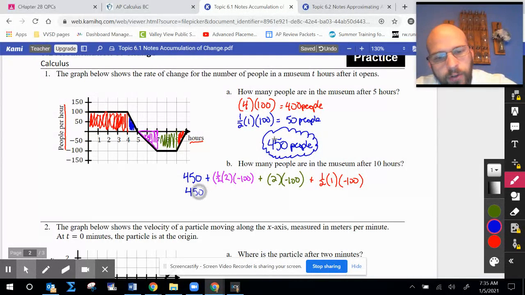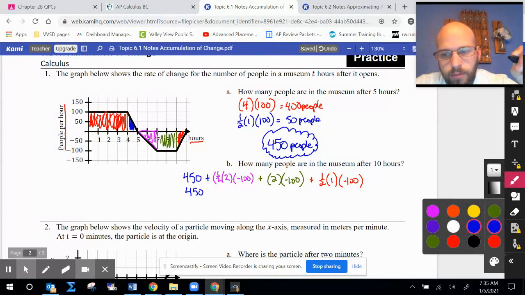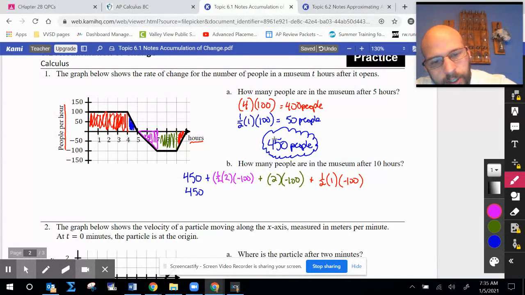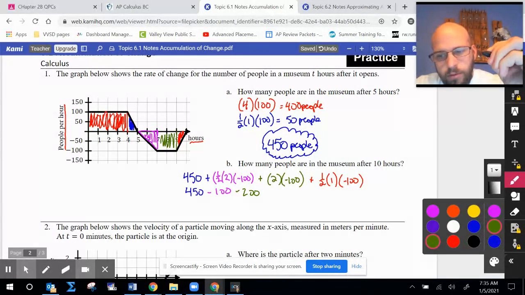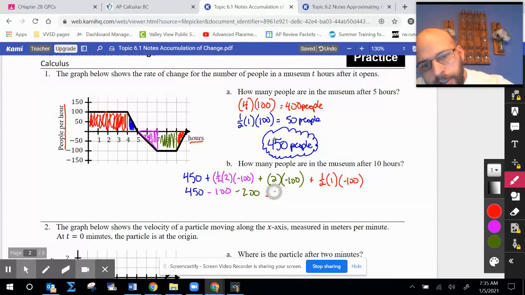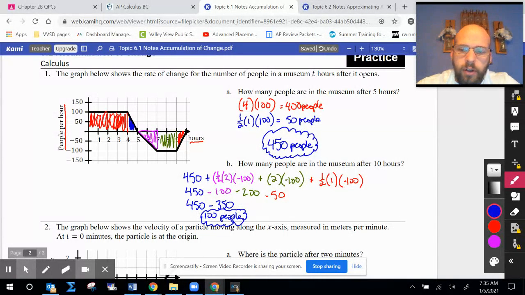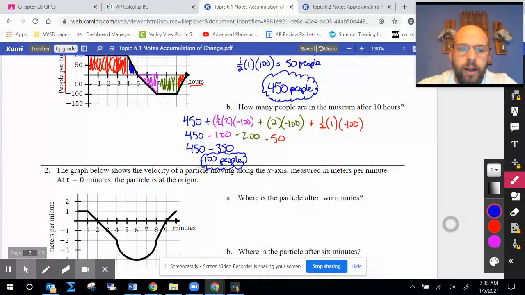So I have 450, and then I'm going to say, what's that going to be? Minus 100, minus 200, and then minus 50. So I'm going to get 450 minus 350, which would be 100 people. Okay? So that would be the area under the curve. That would give me how many people are in after 10 hours.